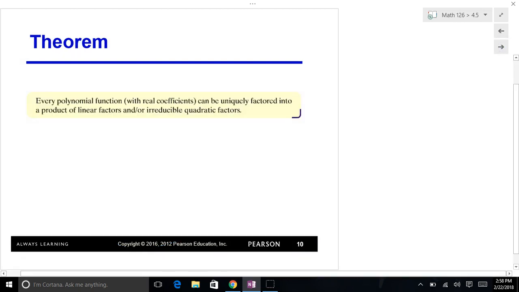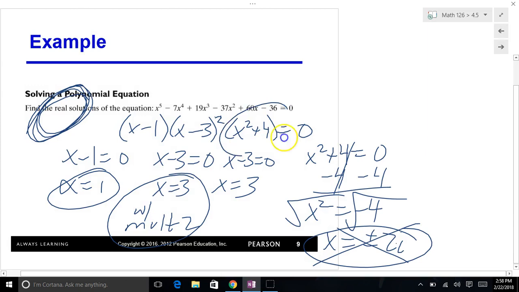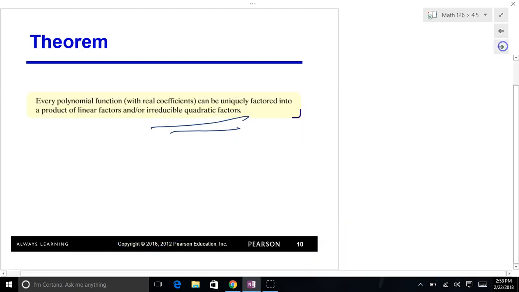So every polynomial can be uniquely factored into a product of linear factors and or irreducible quadratics. Just like in that last one, this was an irreducible quadratic. The other ones were linear factors, right? X to the 1 power minus 1, x to the 1 power minus 3, and so on.